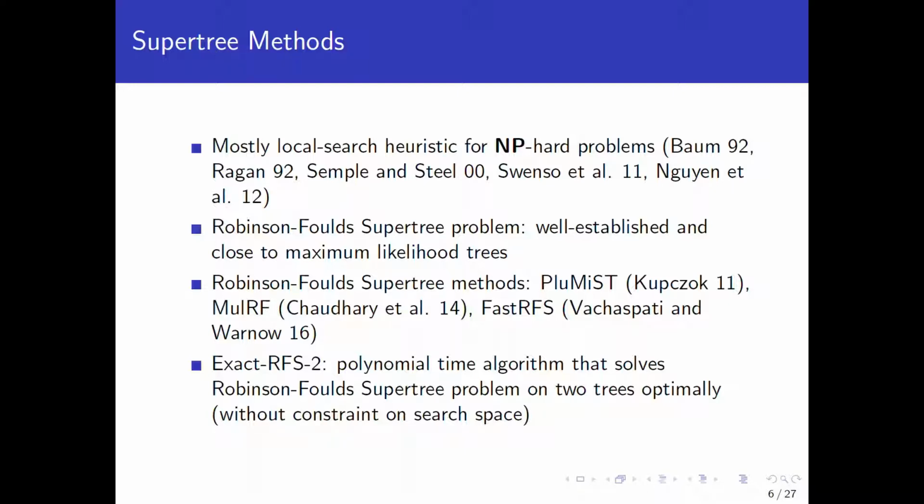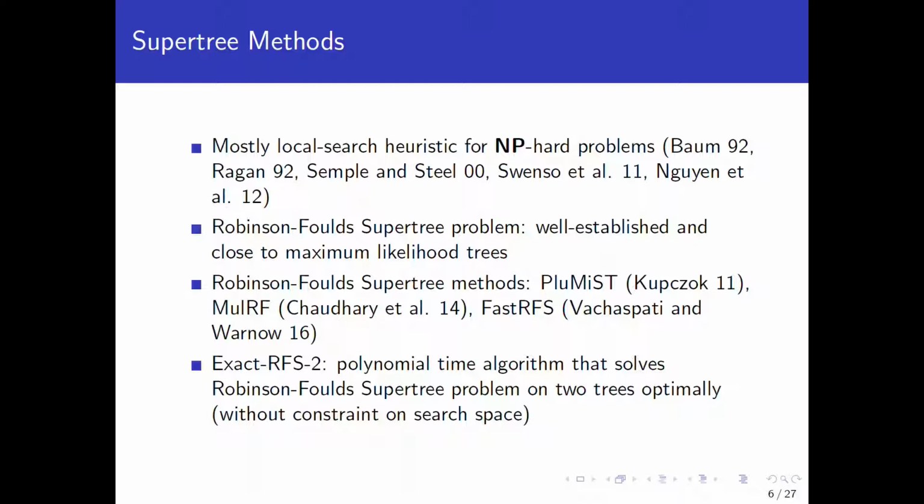So this is a well-established supertree problem, and it has some desired properties, such as being close to maximum likelihood trees. It's proven to have good accuracy in terms of species tree estimation in the presence of gene loss and duplication. Some current leading Robinson-Foulds supertree methods include Plumist, MAL-RF, FastRFS.